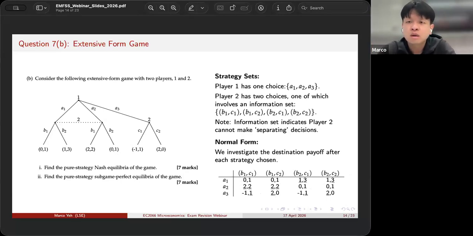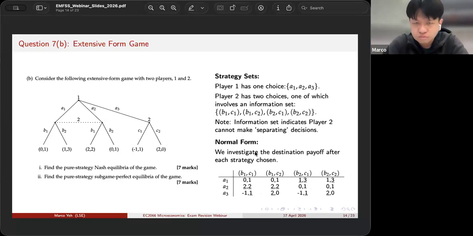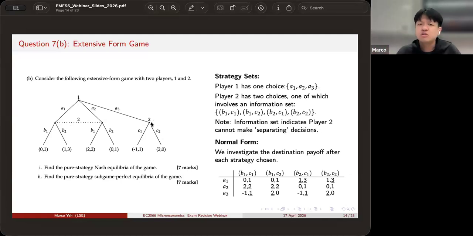Okay. How come B1 is grouped together with C1? So B1, C1 is saying that I want to choose B1 when I am in this information set. I want to choose C1 when I'm on this node. So for a full specification of the strategy of player 2, it has to be 2 elements, 1 from the left and 1 from the right. Okay.